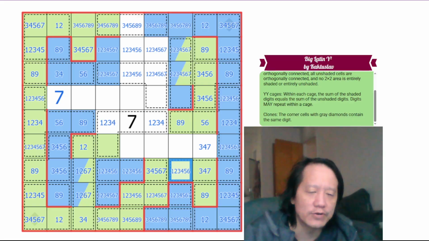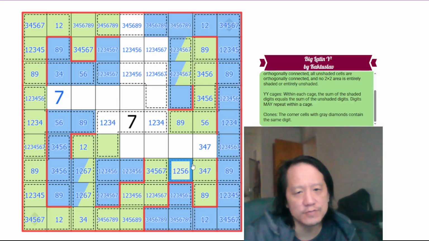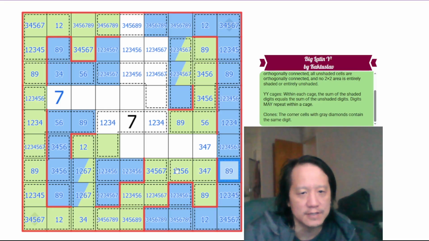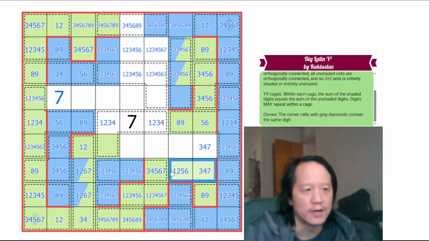This cannot be 3 or 4. Because if it's 3 or... Well, yeah. 3 or 4 with 7 adds up to 10 at least. And 3 or 4 with 3 or 4 adds up to 7 only. That's interesting.